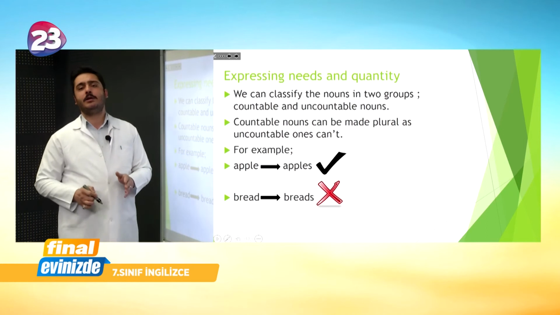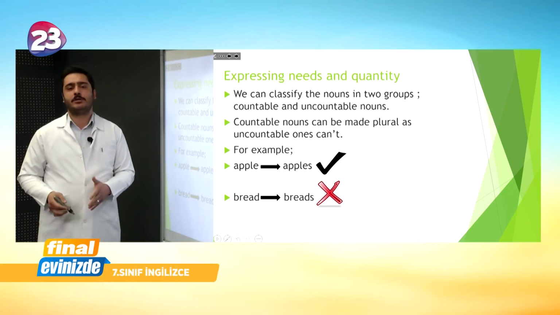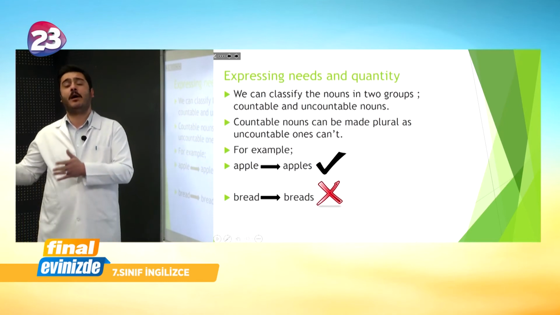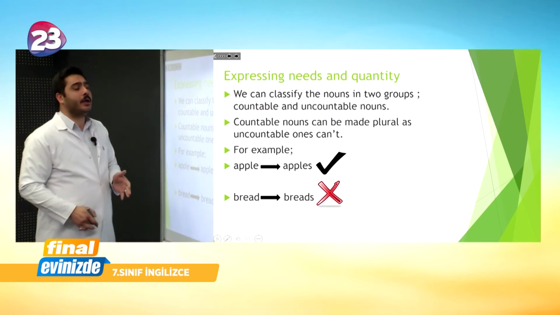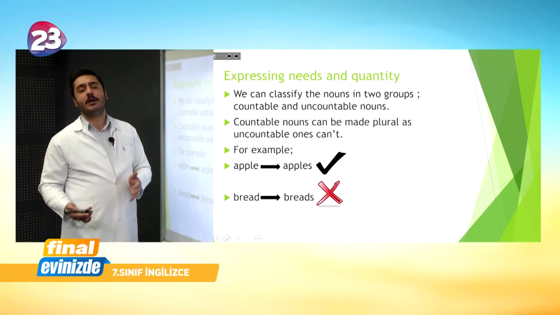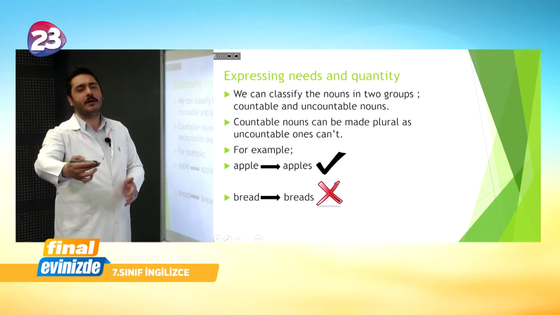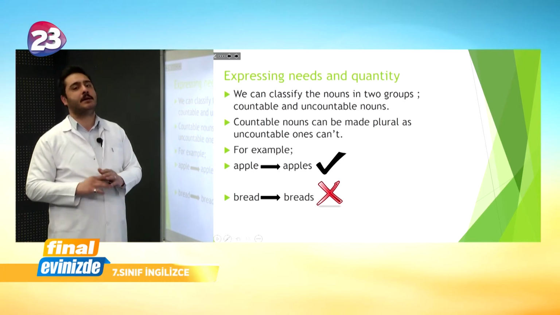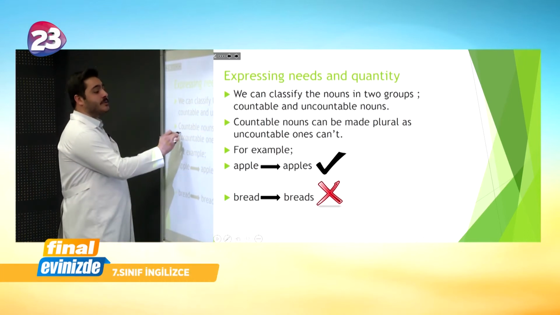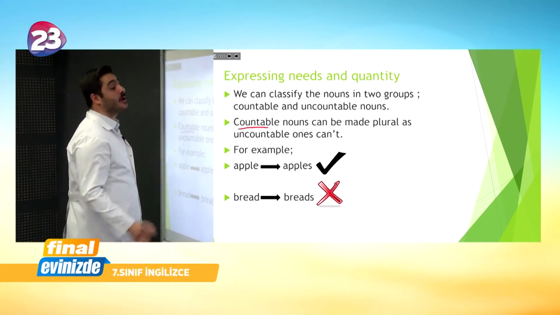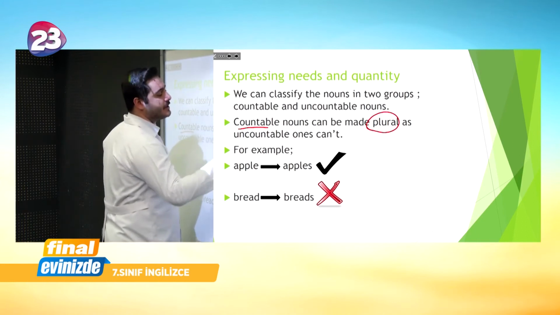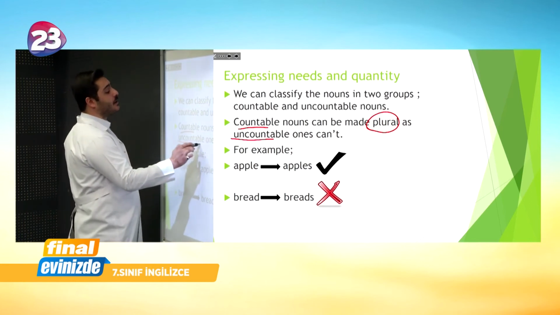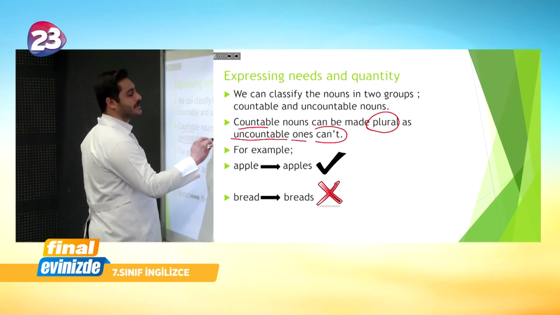Guys, in English, it's not like Turkish, so we can count some nouns and we can't count others. For example, you may say in Turkish, "Could you please bring me a water?" But in English, it is impossible. That sentence is wrong. Countable nouns can be made plural. This is very important.